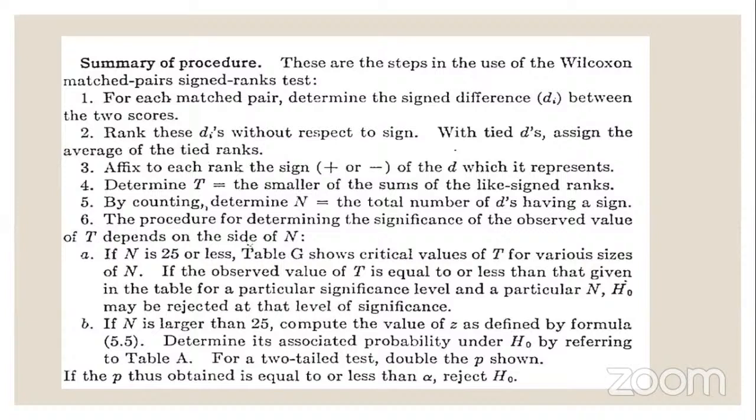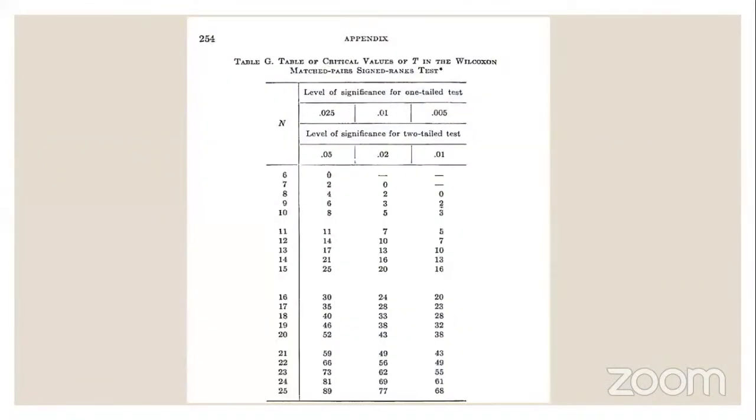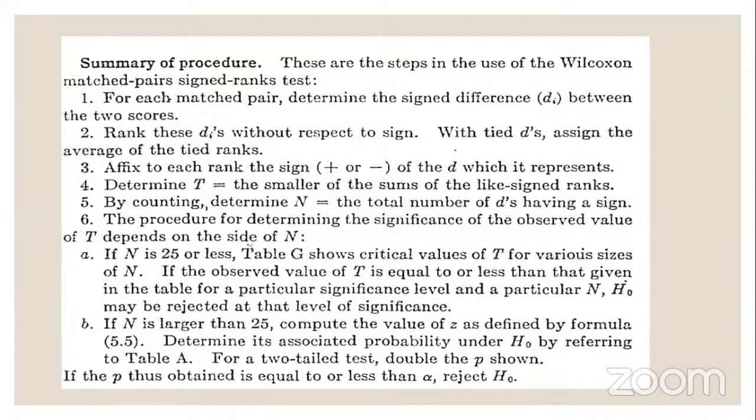Yes, that means if the n is 25 or less and we have the n that is 8, that is lesser than 25, so we have to consider table G. Rose, please. So if the observed value of t is equal to or less than that given in the table for a particular significance level and a particular n, the null hypothesis will be rejected. So our t value is higher than the table value, isn't it?